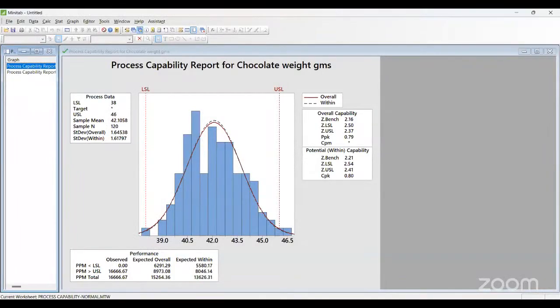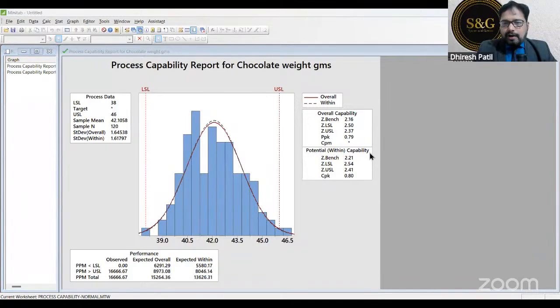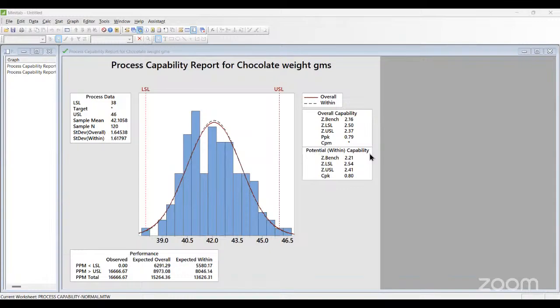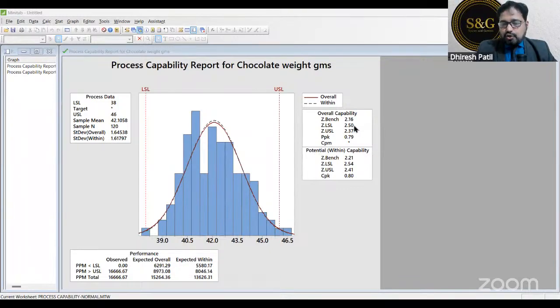Sir, one question: you mentioned earlier that Z score is the minimum of ZUSL and ZLSL. Correct. But when we calculate through the formula, it is 0.9847. So what is this 0.9847, and ZUSL and ZLSL are different? Just a second, I'm going back to the data once again. So this one we were talking about, correct? Now, are you talking about overall or within? Overall. Okay, now overall is, so that's what I said.